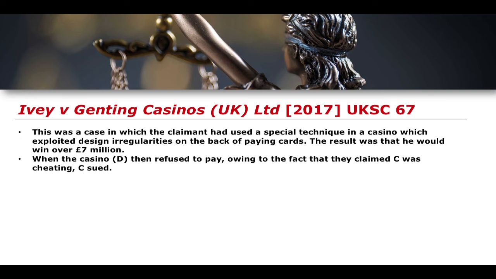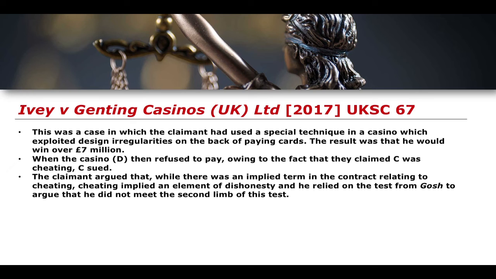When the defendant, the casino, then refused to pay this individual the $7 million, owing to the fact that they claimed that they had cheated, the claimant sued. They said, no, I was fully entitled to my $7 million. It's not my fault that you have design irregularities on the back of your playing cards. I should be able to take the money that I have won.